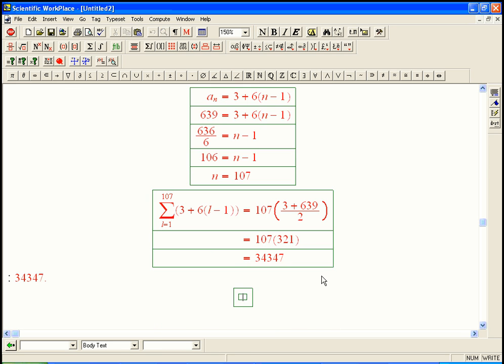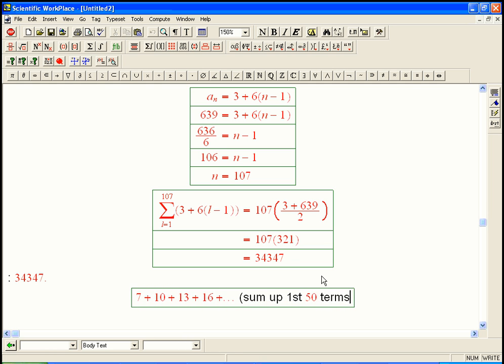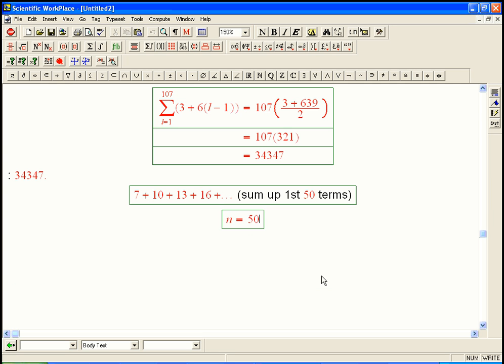But what if you had, let's say, 7 plus 10 plus 13 plus 16 plus ... and then they tell you to sum up the first 50 terms. Okay, so now, what do I know? I know n is 50. They told me that. I know a1, again, is 7, but I don't know a sub n.